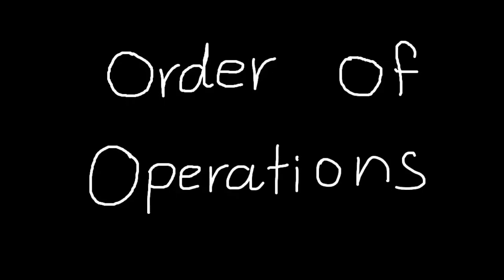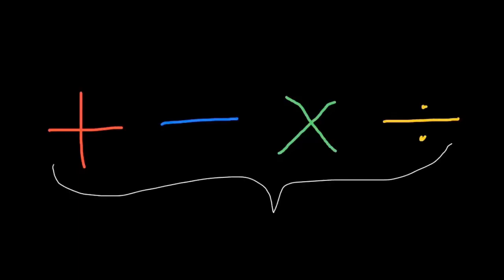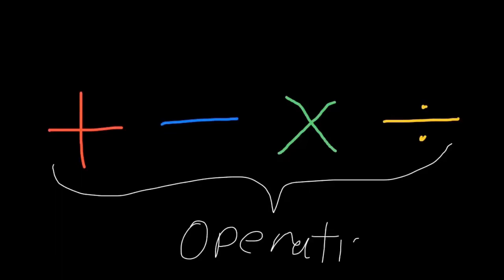But what are these operation thingamadoodles anyways? This is addition. This is subtraction. This is multiplication. And this is division. All of these symbols form operations. And in this video, we're going to talk about more than just these operations. We're going to talk about symbols that are not operations.